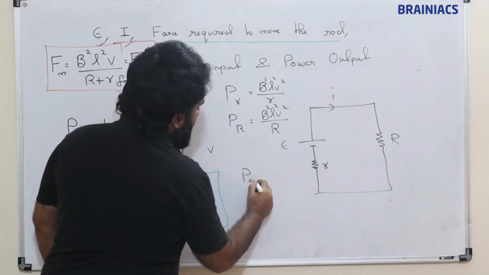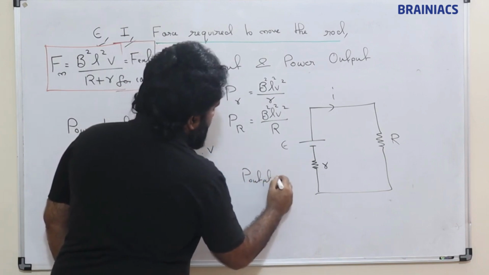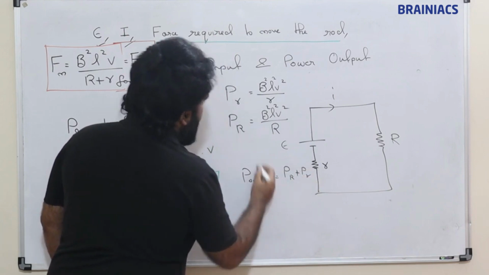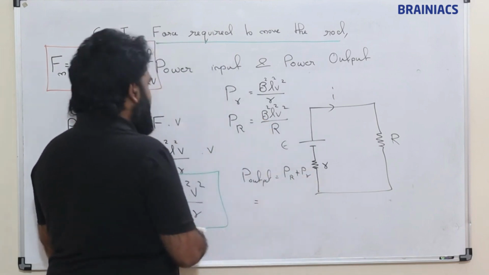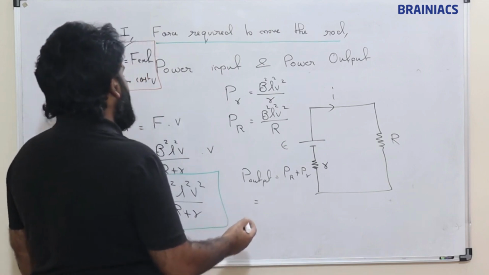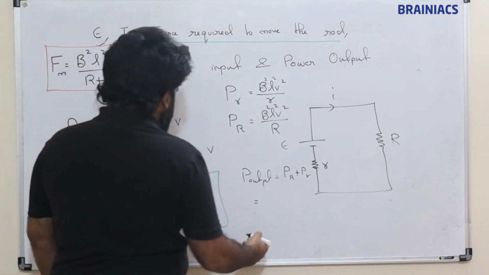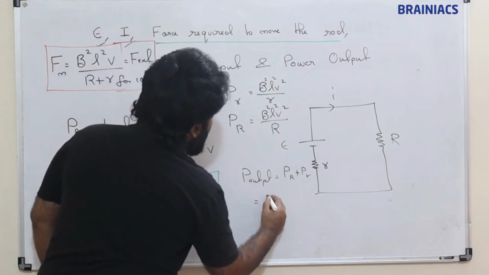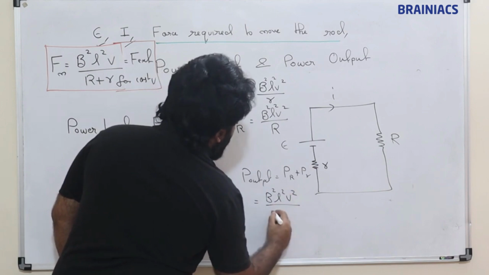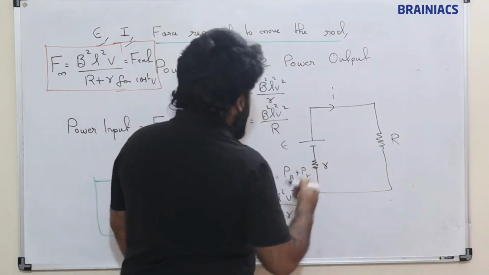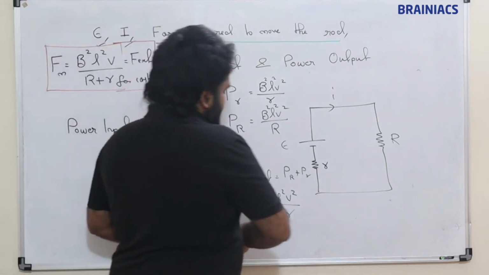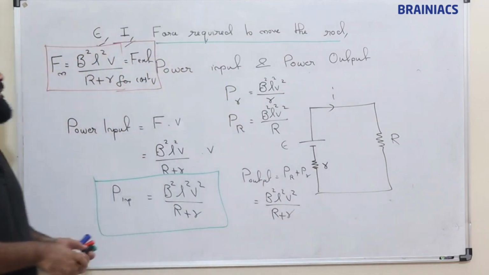So power output is equal to the power across R plus the power across R. If we add these and take out B square L square V square, we get B square L square V square divided by R plus R. So whatever be the power input, the same power output we will be getting. Okay, clear?